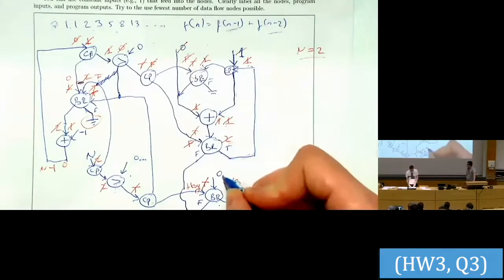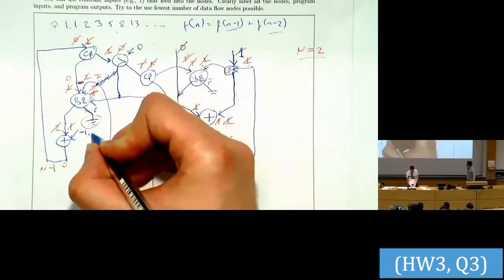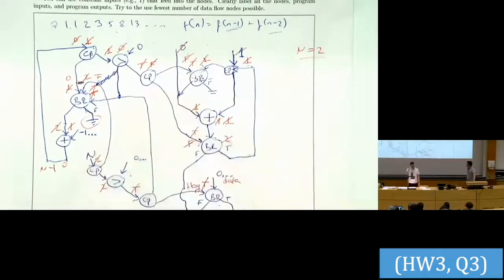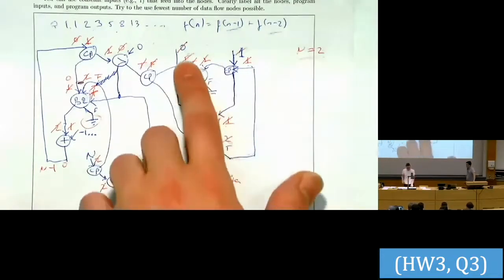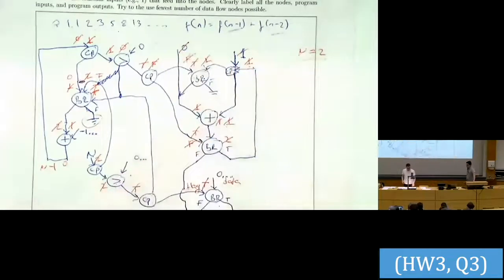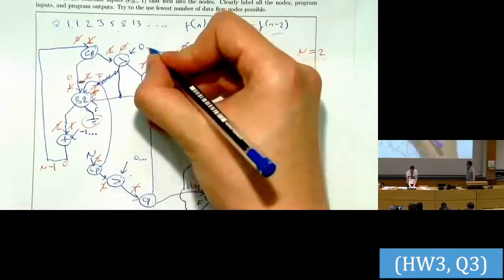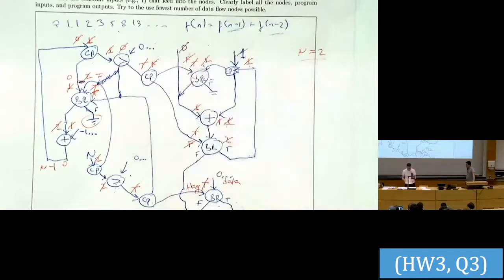So same here, and same here, -1. Okay, so those are all streams, but those are initial values, this 0 and this 1. So this is also a stream. I guess we need to make the notation more clear.